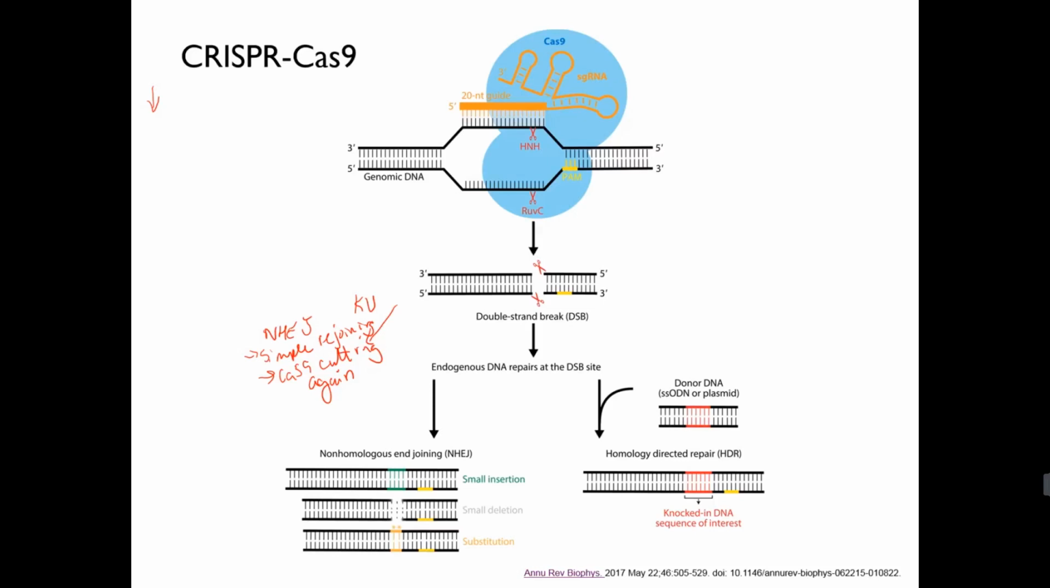So you may still get the binding event via the PAM recognition, but once you get this unwinding where the sequence is queried, there will be some mismatches. So it won't be a proper match. The enzyme won't proceed to this catalytic competent state where the DNA becomes cut. So here are our random insertions or deletions, and basically these lead to modifications in complementarity to the 20 nucleotide guide.